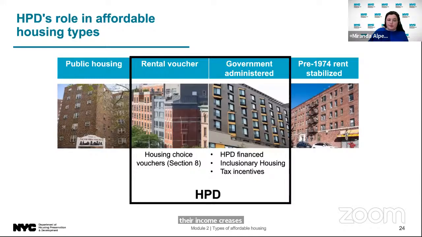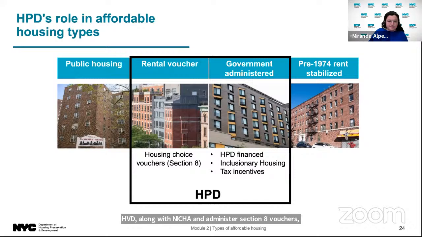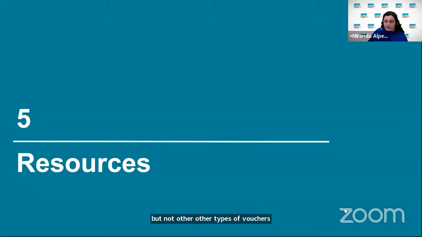Of the four types of affordable housing, HPD plays a direct role in government administered housing, of course, and rental vouchers because we administer Section 8 vouchers. HPD, along with NYCHA, administers Section 8 vouchers, but not other types of vouchers. So that's our broad view of affordable housing and the role that HPD plays in creating and administering affordable housing. And we wanted to highlight just a few of the many housing resources available to New Yorkers.